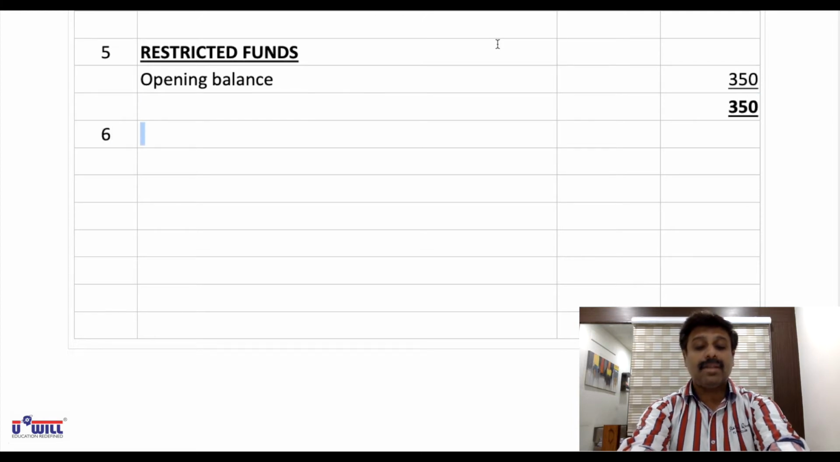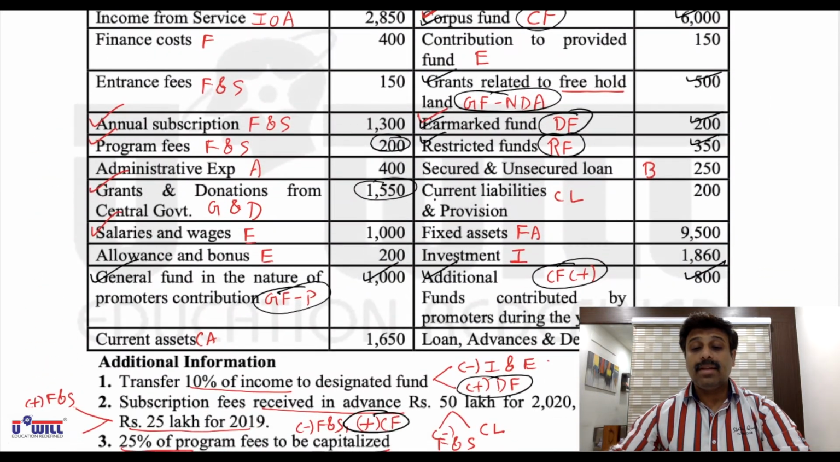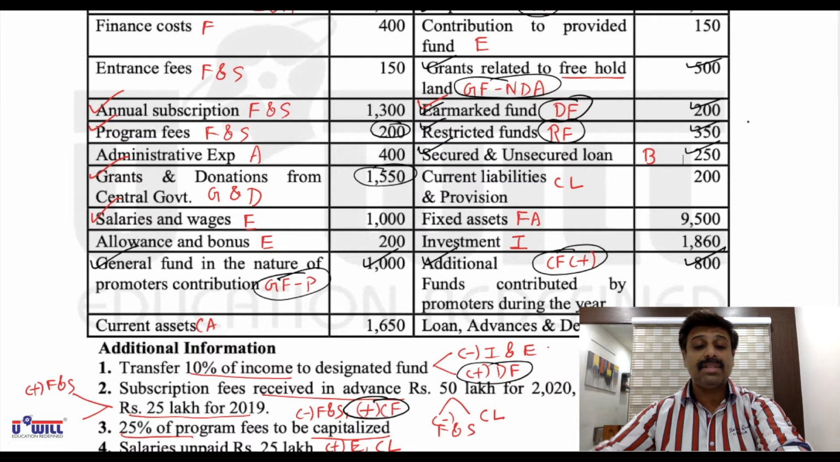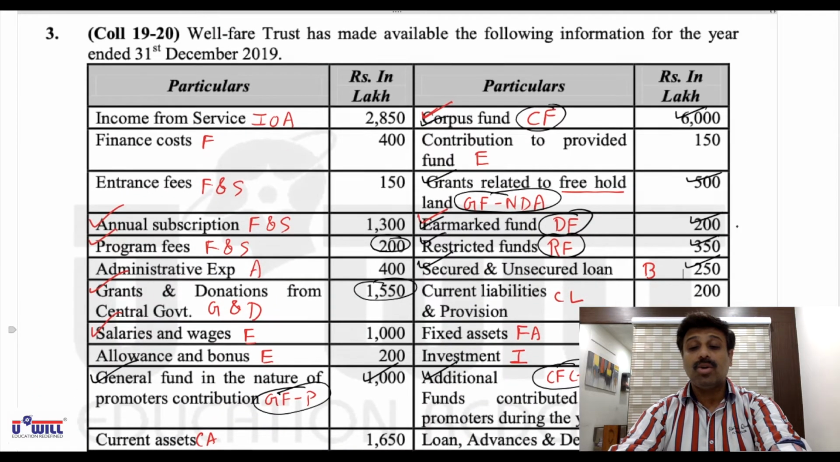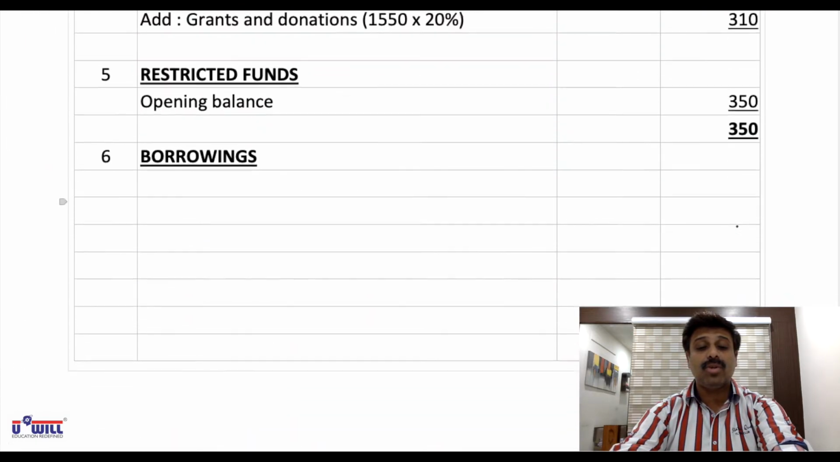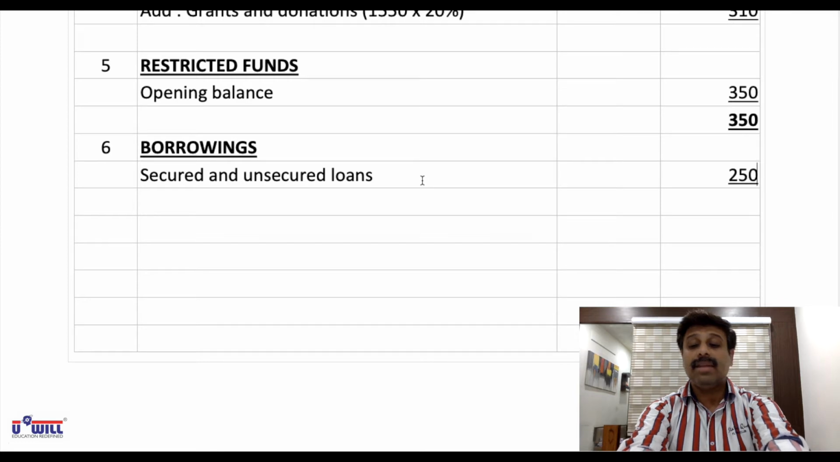Then after restricted funds we will have, okay, borrowings. So B marked items, borrowings. In that we have this secured and unsecured loan of 250. Only one item is there. So secured and unsecured loans 250. There are no hidden adjustments in this question like interest on loan, etc. Secured and unsecured loans 250. That itself will become the total.